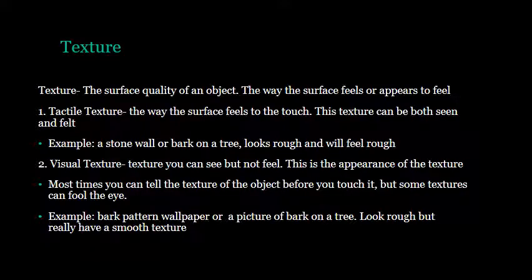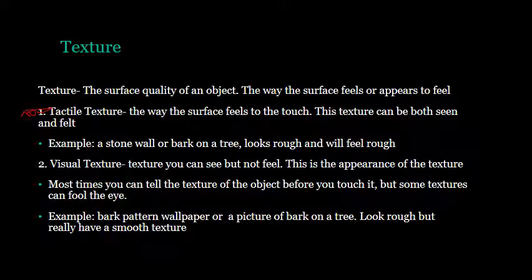So texture is the surface quality of an object. It's either the way it feels or appears to feel. Depending on how it feels or appears to feel, there are two different types of texture. Our first type of texture is tactile texture. That's the way the surface actually feels to the touch. With this texture, you can see it and feel it, and they're going to match. So if you have a stone wall or the bark on a tree, it's going to look like it's rough, and if you go up and touch it, it's going to feel rough.